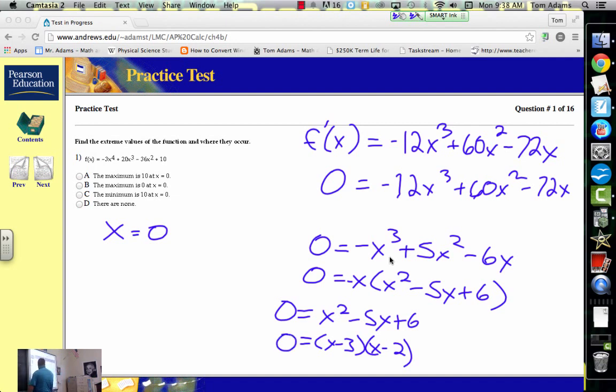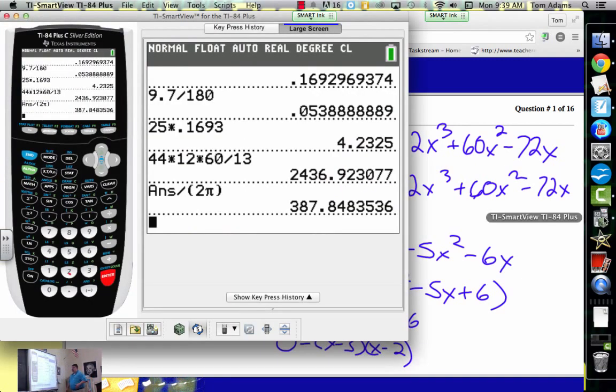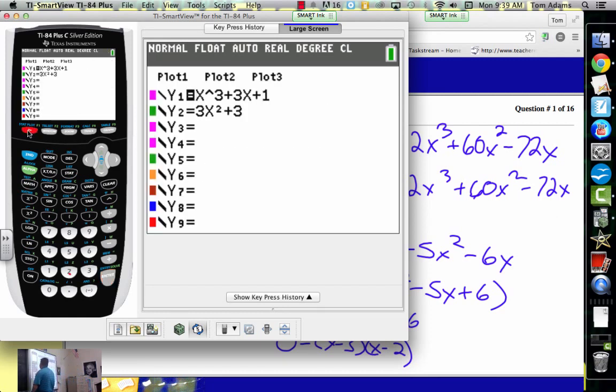So now here's what I have. This is what I expect to see. Truthfully, we can solve this by graphing it, but we want to see it here. So I get x equals 3 and x equals 2, along with x equals 0. These are potential mins and maxes, because that's when f prime is equal to 0. This is all the work I need to see. To double check my answer, which should be D if I didn't make any mistakes, I want to graph that.